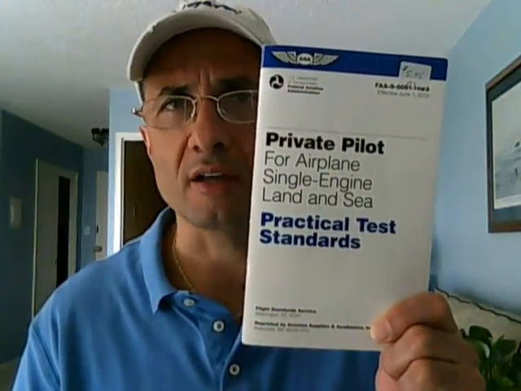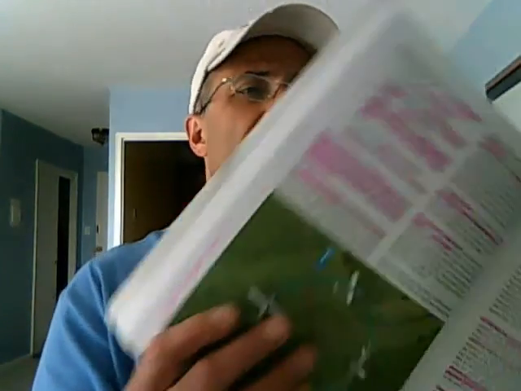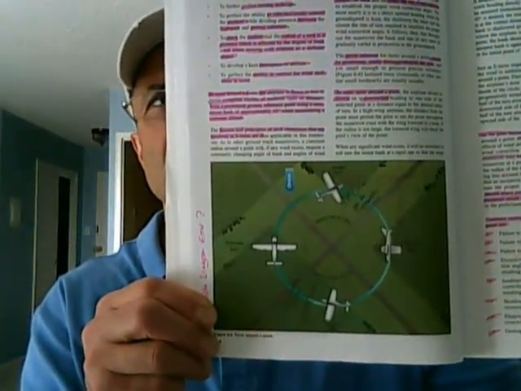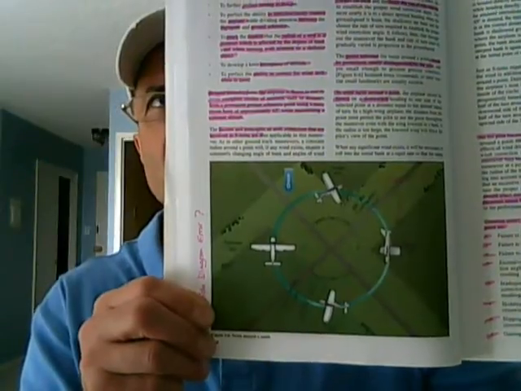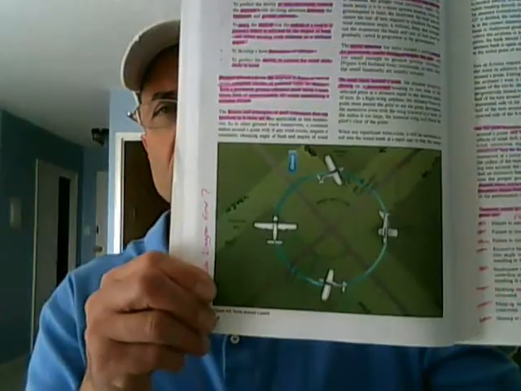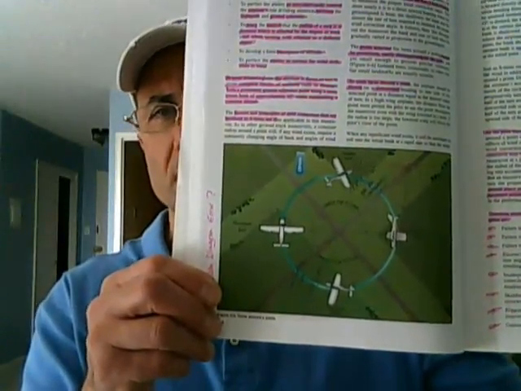Our lesson plan today is turns around a point, and you can find that information in the Practical Test Standards booklet written by ASA for the FAA. I'm also going to hold up a figure from the Airplane Flying Handbook, FAA-H-8083-3A. This is the figure that I'll be talking about today.